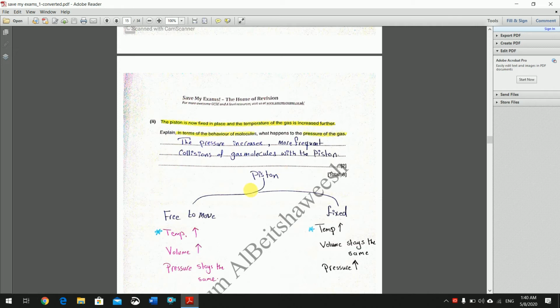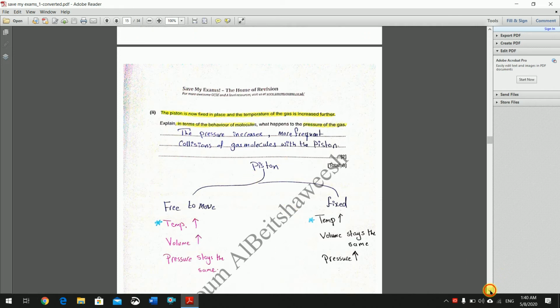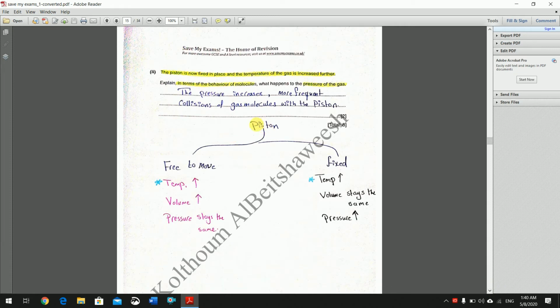Now here, in order to get some sense of what's happening, if you have a piston and it was free to move, these two asterisks represent the variable that we increased or decreased. So here we increase the temperature. Since it is free to move, the temperature will rise, so the volume will rise because it's free to move. The volume will increase so that the pressure will stay the same. So the volume will increase in order to keep the pressure as it is.